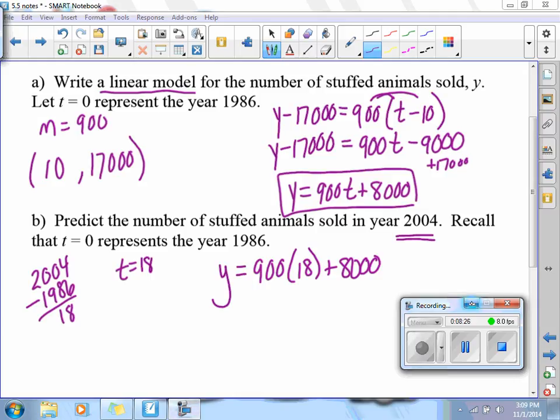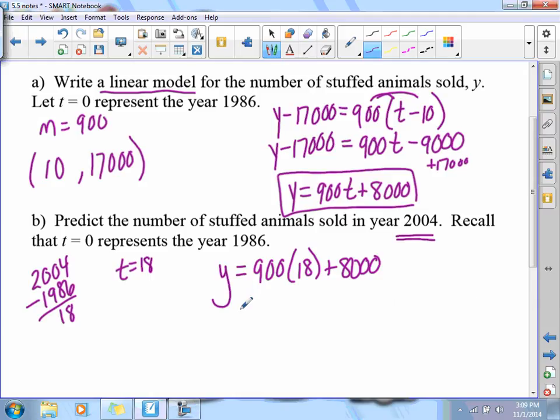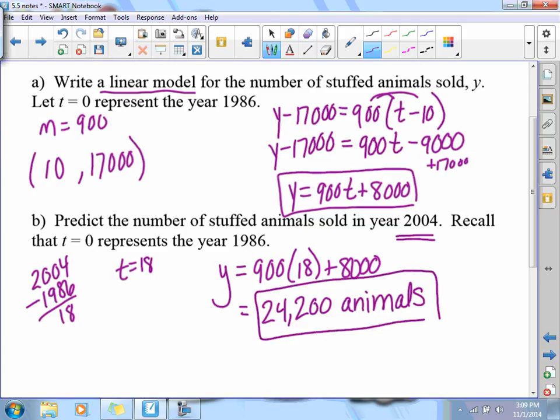Okay? And then all I have to do is multiply the 900 by the 18, add the 8,000, and I should get 24,200 animals. And if we wanted to write that as a complete sentence, we could say, in 2004, the company sold 24,200 stuffed animals.